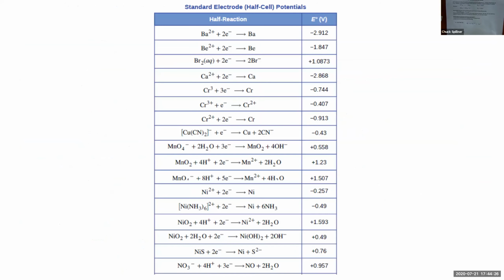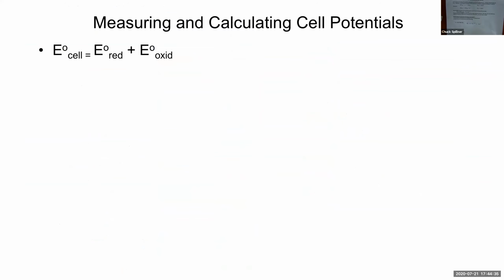Here's another continuation of this table. This table is in your book or something like it. Let's look at these reduction potentials another way. I'm going to change this equation a little bit so that we can understand it just in terms of reduction potentials, not reduction and oxidation.